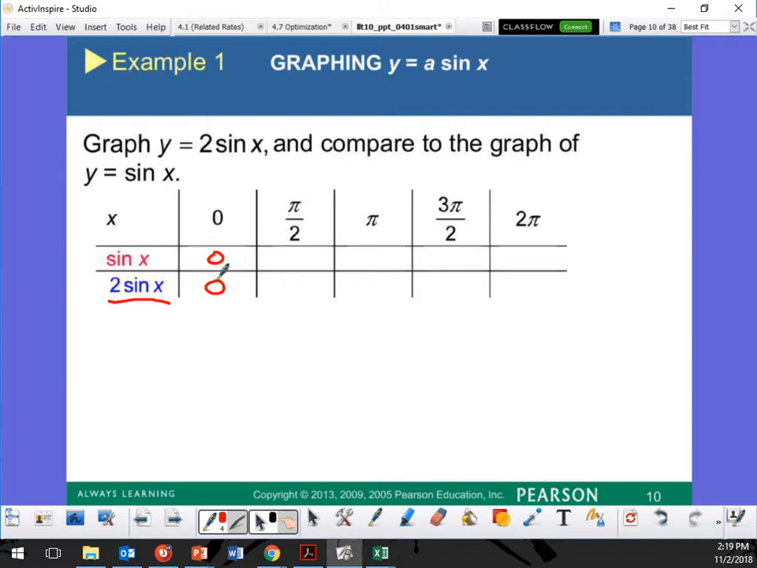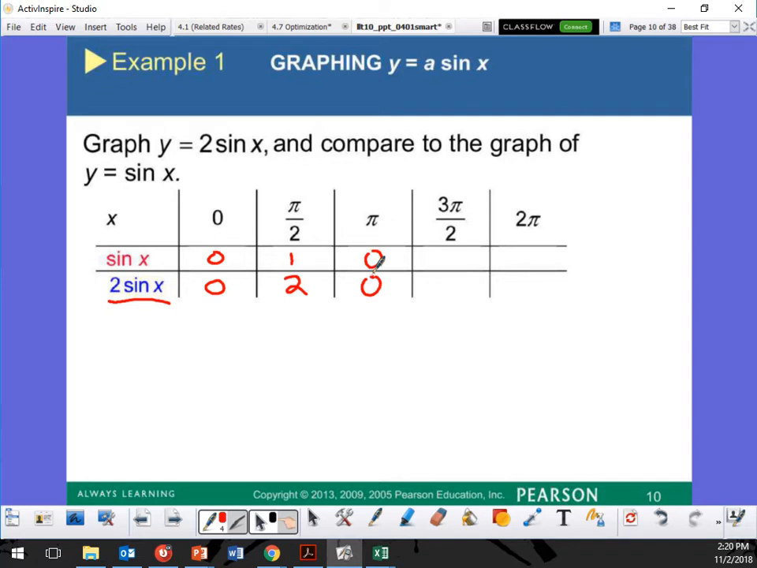Now, put your magic finger on pi over 2. What's the sine at pi over 2? 1, so I'm going to write 1 right here. Now, what is 2 times sine? 2. It's 2 times what I had there, right? Magic finger over to pi. What is sine at pi? 0. What is 2 times sine? 0.